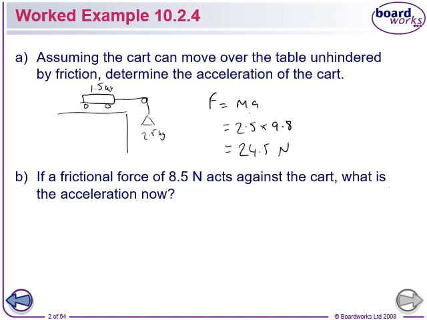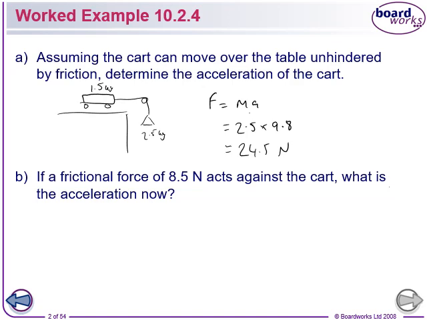Okay? So, are we happy with that? This weight is the only thing that's going to accelerate the system. So to work out the force on this system, we just work out the weight of that mass. Okay? All right. So, we want to determine the acceleration of the cart.